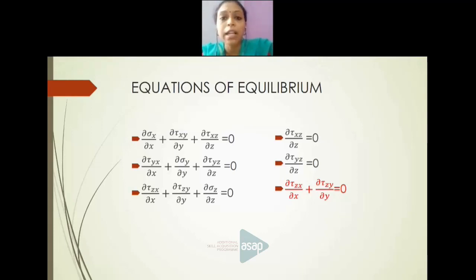So we got an equation of equilibrium for torsion of non-circular shafts: dou by dou x of tau zx plus dou by dou y of tau zy is equal to 0. The equation in the red color. We can use this equation along with some other condition for solving tau zx and tau zy. Okay, next slide please.